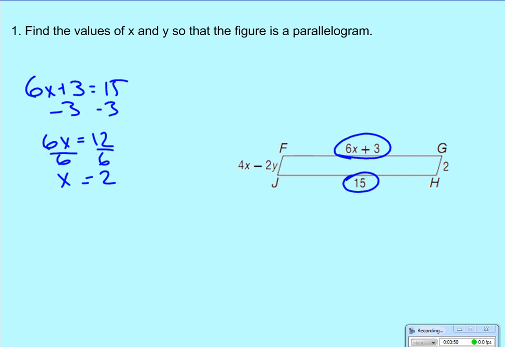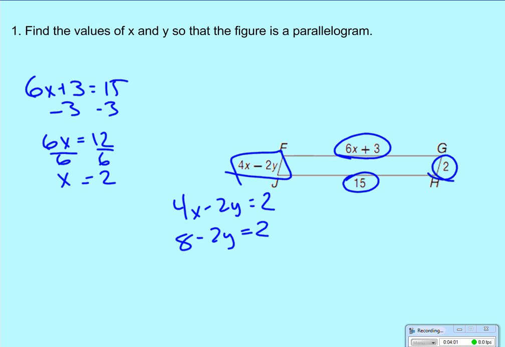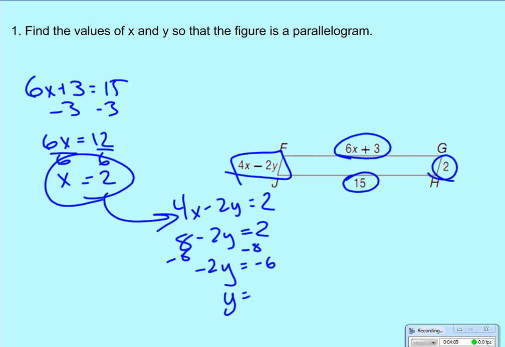X equals 2. So now when I put that in here, 4x minus 2y equals 2. So that becomes 8 minus 2y equals 2. I know that because x equals 2, so I just throw it in there. So negative 2y equals negative 6. So y is going to equal 3.